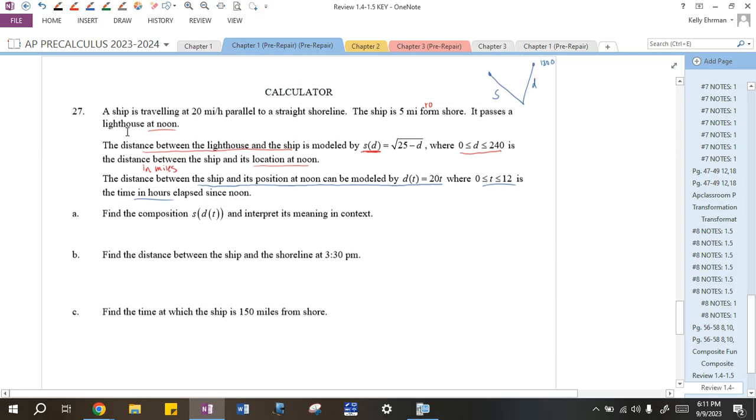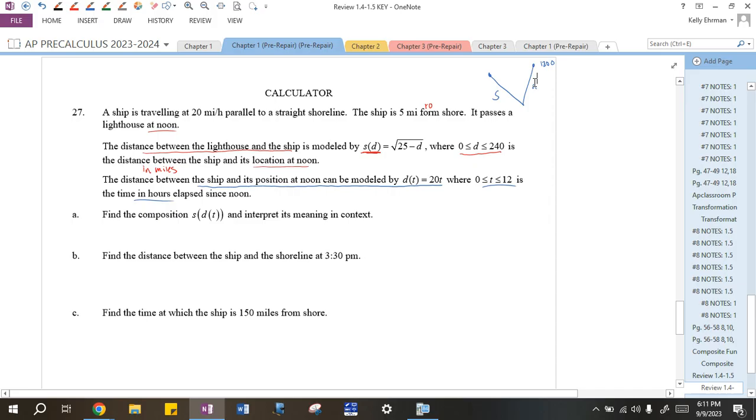Here's another reason I took this problem. It's kind of confusing and you don't even have to draw a picture. It's kind of hard to picture all of this. But a lot of times we need to ignore a lot of the story of our AP problem and just get down to what do they want me to do? So they want me to find S of D of T. Without any context, if I can see these two equations, all that means is plugging D of T into S, right? And that means plugging 20t in for D in S's function. Square root of 25 minus, instead of D, minus 20t.